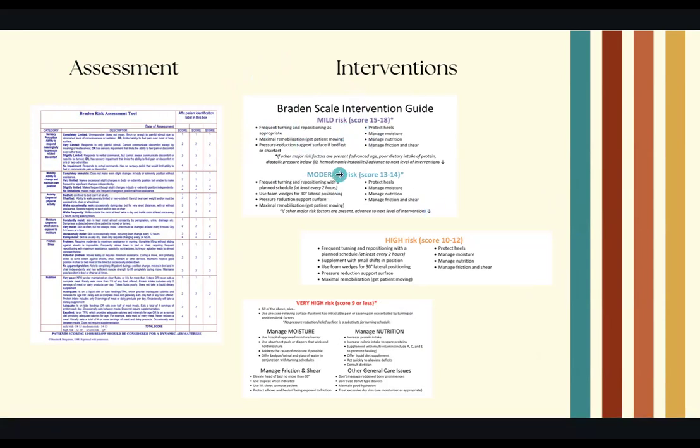So are they mild risk? Are they moderate? Are they high risk? Or are they very high? With this assessment tool, you have to do a pressure injury risk assessment, or a Braden, depending on the placement facility that you're in, on every adult patient. No matter their mobility status, everybody needs one.